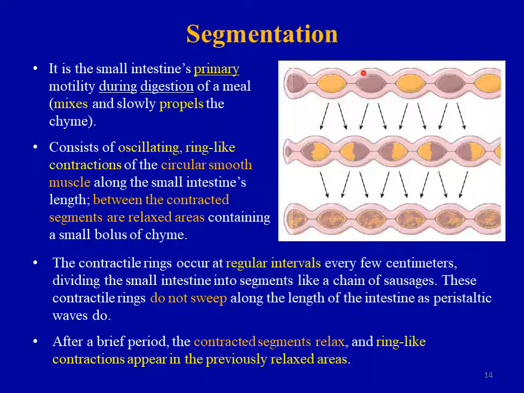So here we have a relaxed area, now they become contracted. And this process will repeat and repeat, and as you see here, this will lead to the mixing of chyme with the secretions, with the bile, with the pancreatic secretion, as well as the secretions of the crypts of Lieberkühn.